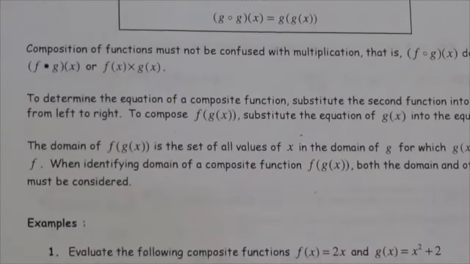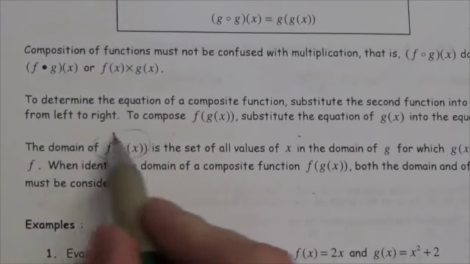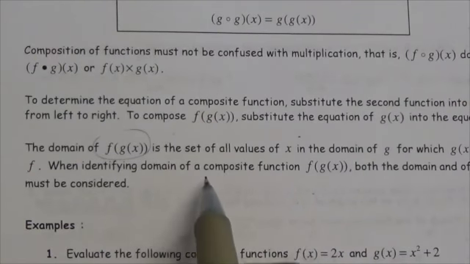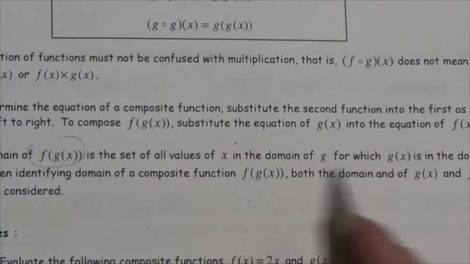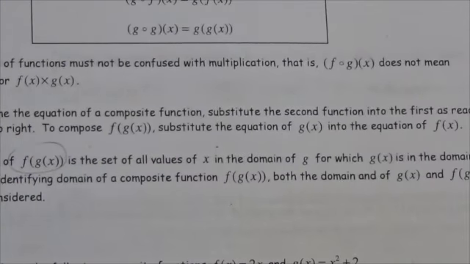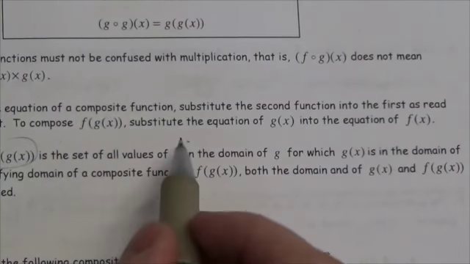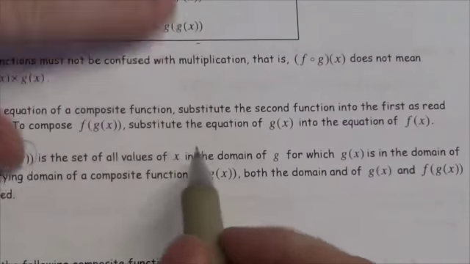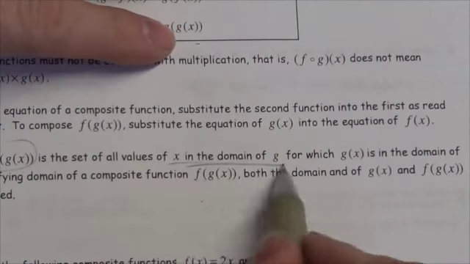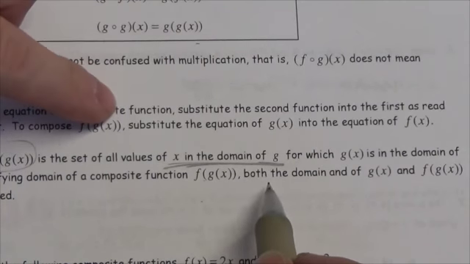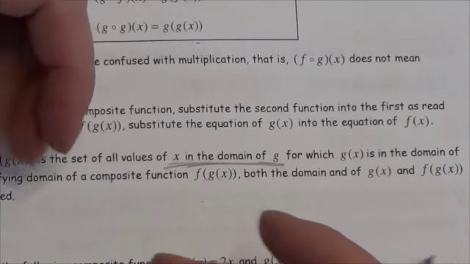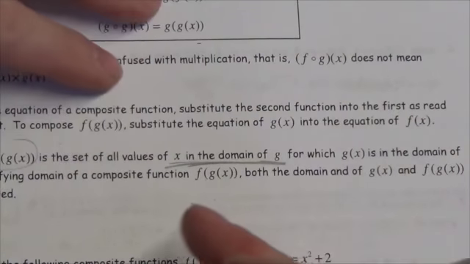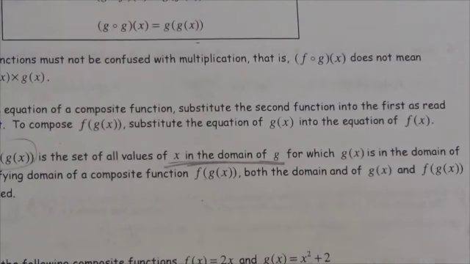Now, here's another little bit that you need to know. The domain of f of g of x is the set of values of x in the domain of g for which g of x is in the domain of f. That's a little bit weird to follow, but there are some layers to this. We're looking for the values of x in the domain of g, so g has to be defined. But the values that g produces, the y coordinates of g, have to be in the domain of f to make that work.